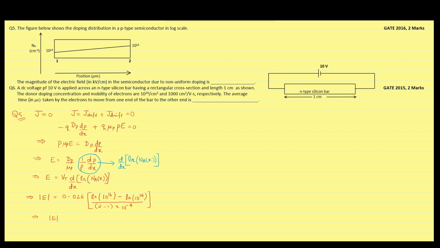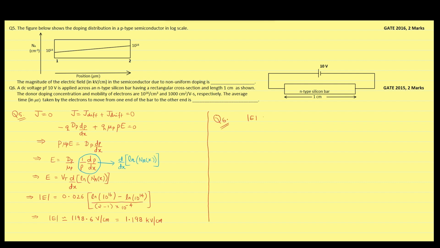After calculating, the answer will come out to be around 1198.6 volt per centimeter, which is equal to 1.198 kilovolt per centimeter. We have put the value of thermal voltage to be equal to 0.026, as the value of thermal voltage at room temperature is 26 millivolt. Here in the question it was not provided at what temperature we have to consider this question. So we have assumed that the question is asked at room temperature. However, it should be provided in the question itself, but that's how it came in the GATE.